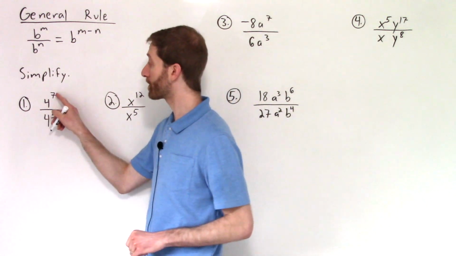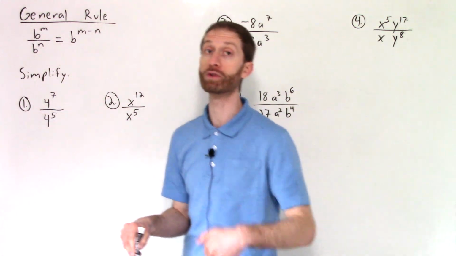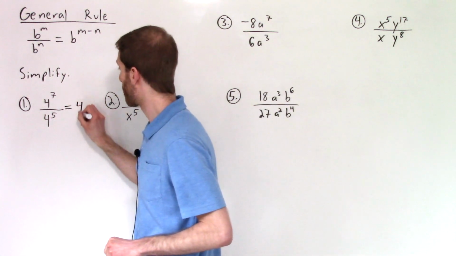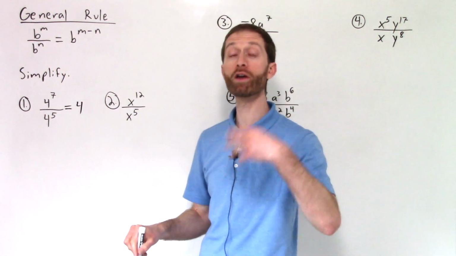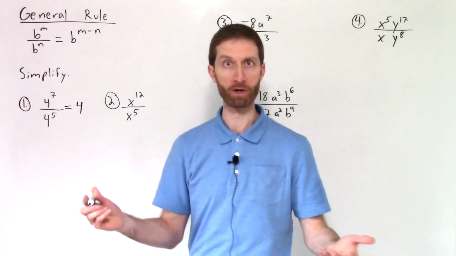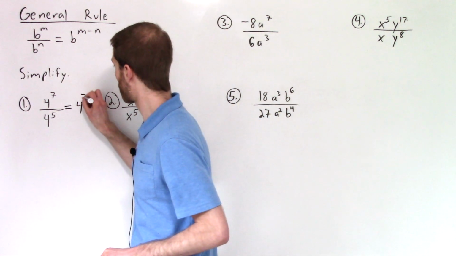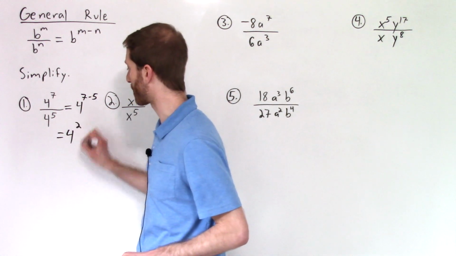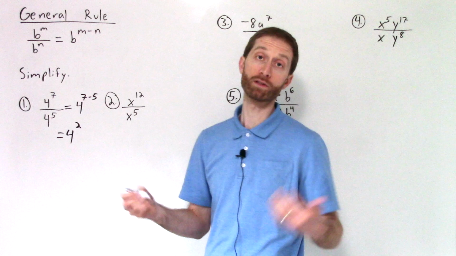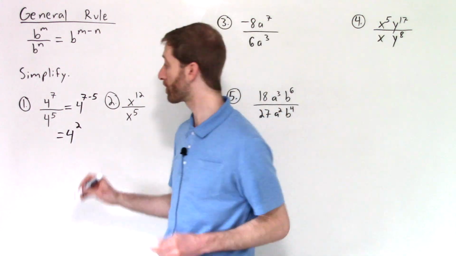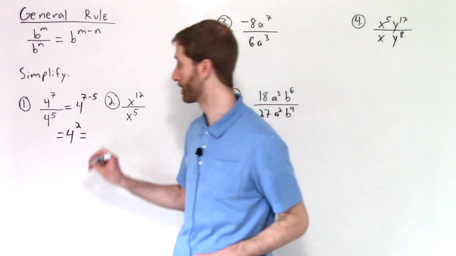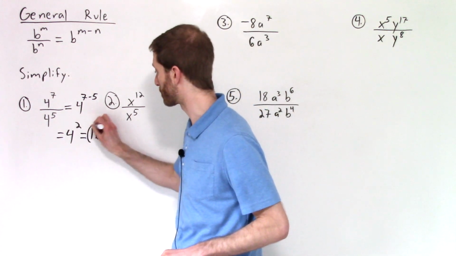Now we've got 4 to the 7th divided by 4 to the 5th power. We're going to keep the base, which is 4, and subtract the exponent in the numerator minus the exponent in the denominator, which would be 7 minus 5. And so that's going to be equal to 4 to the 2nd power. Now, a lot of teachers, including myself, will want you to simplify that further because you can do 4 squared in your head. That's 4 times 4, which is 16. So that is our final answer.